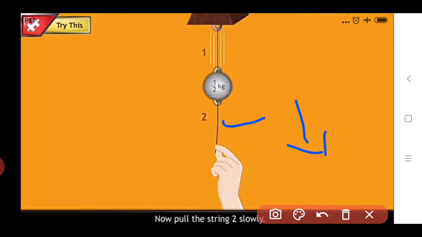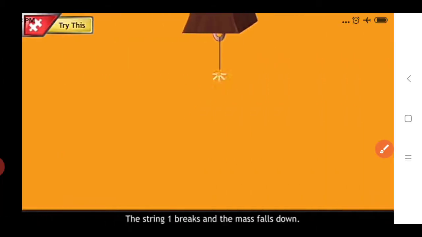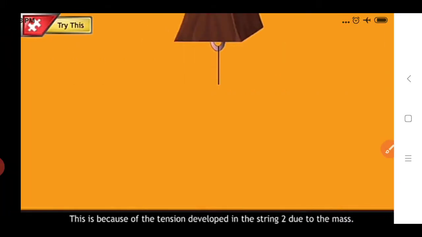There is tension produced in this string 2, and due to this tension, a force gets applied on string 1. Due to this higher force from the 1/2 kg mass, string 1 will break, and due to the breaking of the first string, the mass will fall down. So here string 1 breaks and the mass falls down. This is caused by the tension developed here. Tension means stress. This stress is developed in string 2 because a heavy mass of 1/2 kg is attached to it.